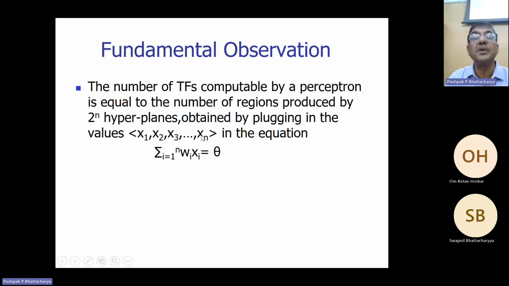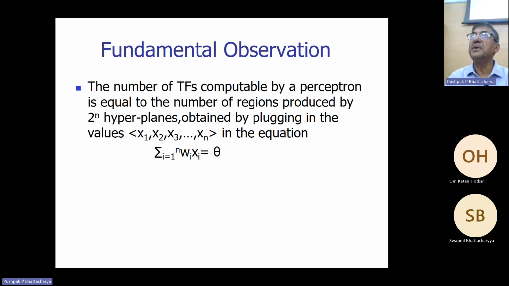When were such observations made? In the 60s and 70s. Okay, and this has remained absolutely critical for the field of neural network-based computation, deep learning everywhere. Since we know that the computing power of a perceptron corresponds to the number of regions produced, this generalizes. The number of regions produced by a neural network through the interaction of the hyperplanes produced by individual neurons contributes to the computing power.